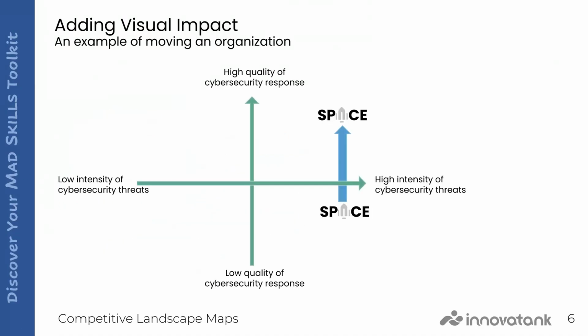Another example, cybersecurity response quality versus threat intensity. Space Inc. starts in a weaker position. After the solution, it moves to a higher quality response in the high threat environment, showing clear improvements and competitive advantage. The map makes your strategy visual and intuitive. Judges can see at a glance the competitive dynamics and the value your recommendation delivers.